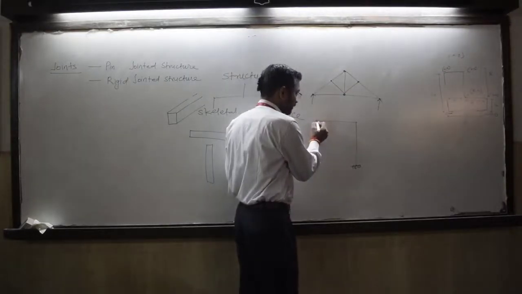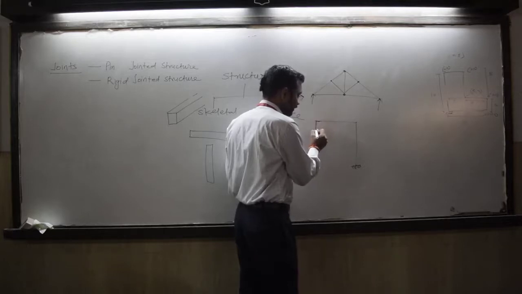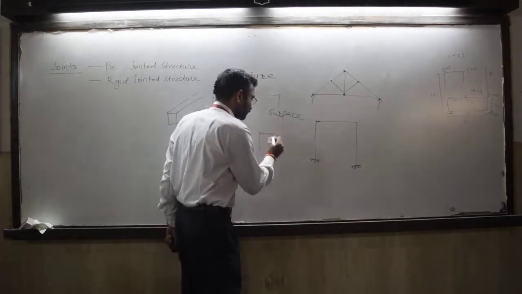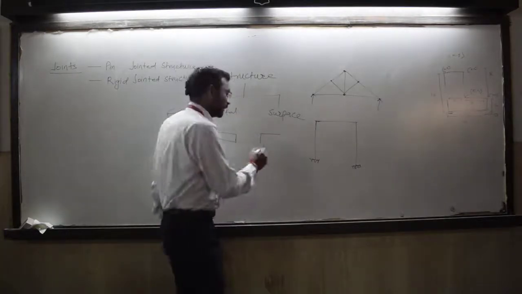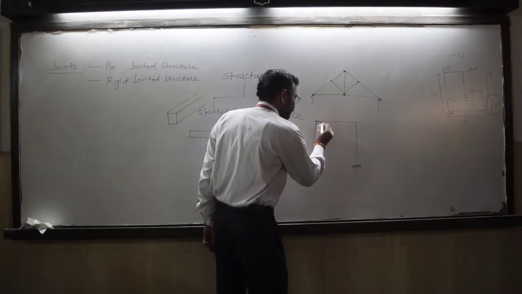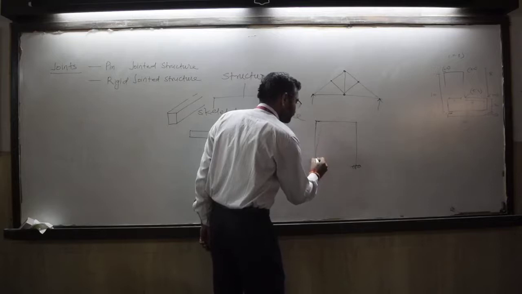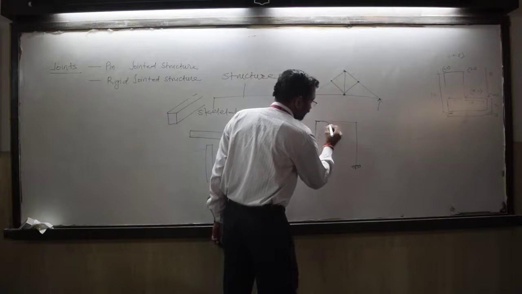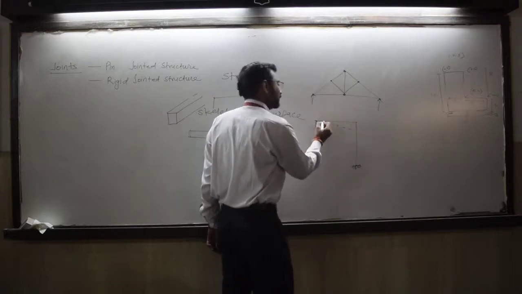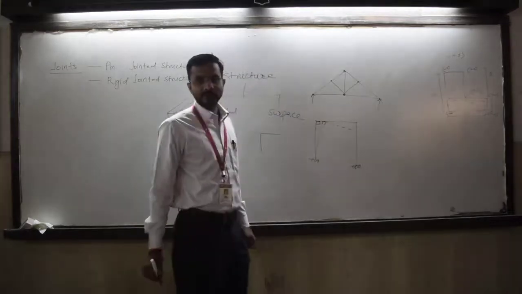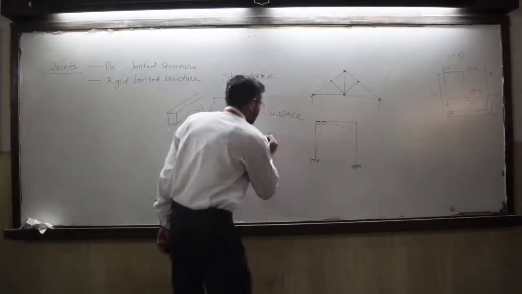In rigid jointed structure, this particular joint is rigid. Rigid joint means what? So there will be rigid body deformation. Suppose this joint is subjected to any load. After deformation, suppose this is undergoing deformation. So even after deformation, the angle will not change. So this angle, even before deformation and after deformation, remains 90 degrees. So this is what is rigid body deformation.